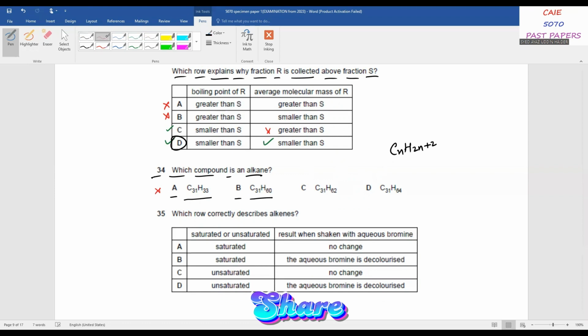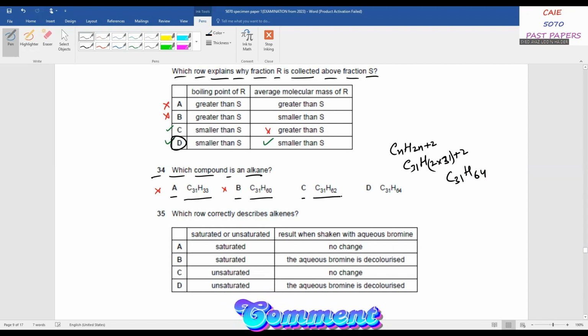C31H60. Again, this is wrong. C31H2 multiplied by 31 plus 2. You will get C31H64. C31H62. This is also incorrect. We are left with only choice D is the right answer.